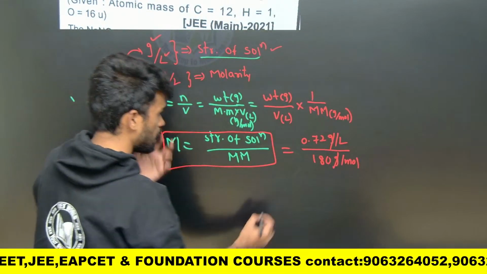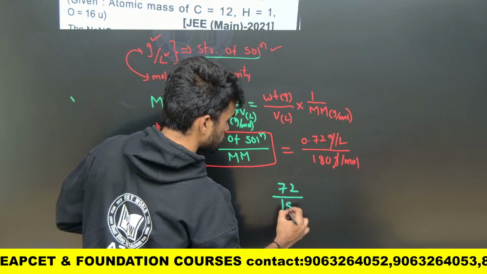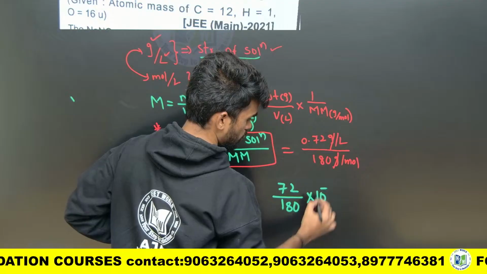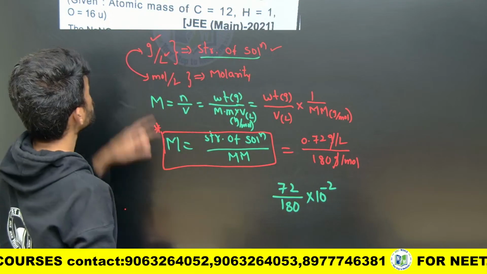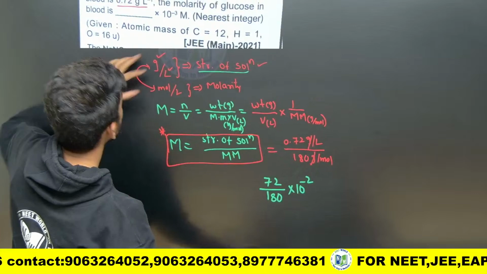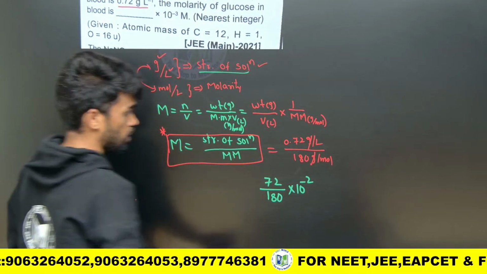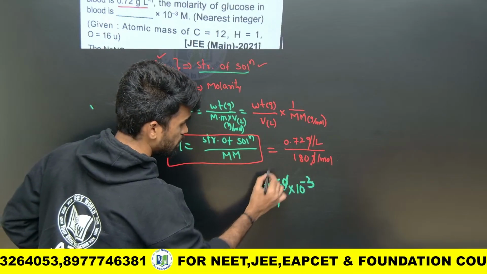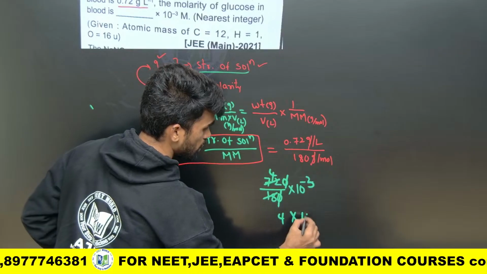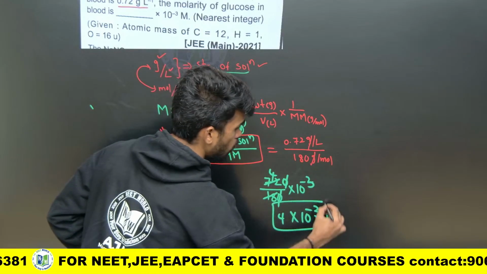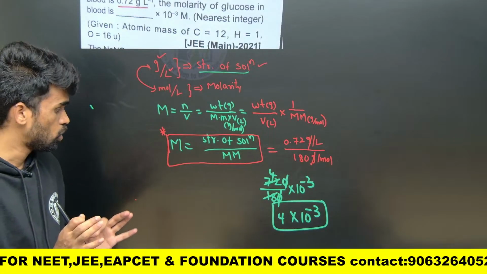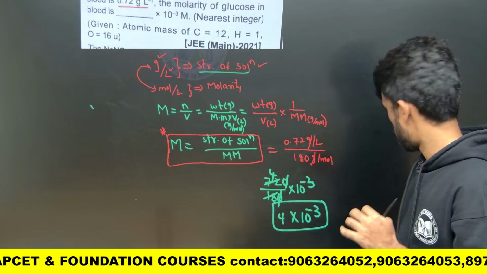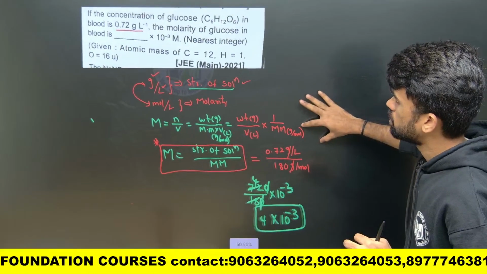So finally we can write 72 by 180 into 10 power minus 2. See the options in the question: they want to express the answer as 10 power minus 3, so I can add a 0 here. These zeros cancel, and this will be 4 times, so 4 into 10 power minus 3 will be your answer. Hope this is also clear. If it is clear, just click on the like button. Take a screenshot if required.